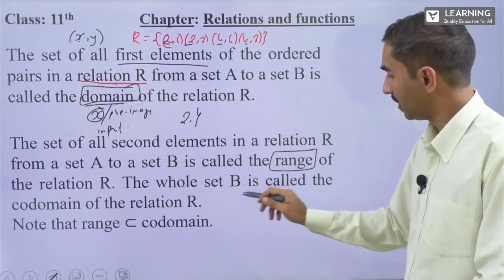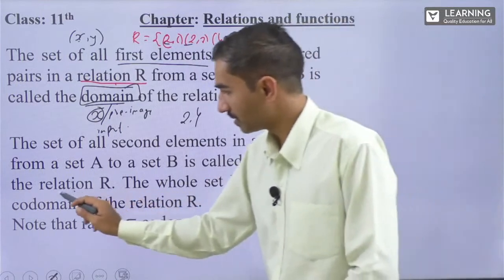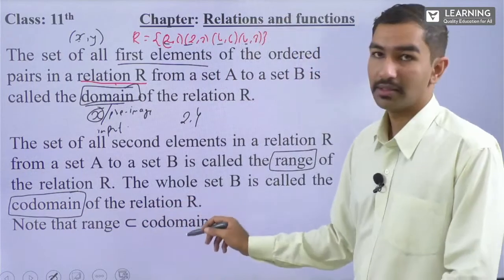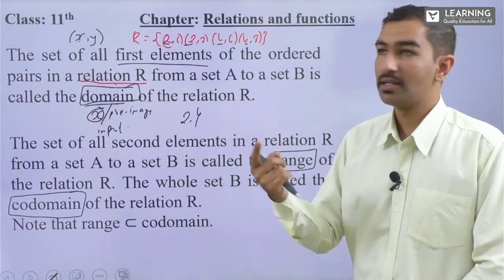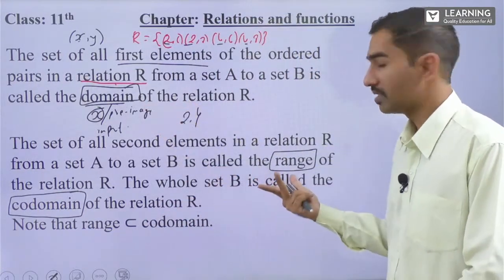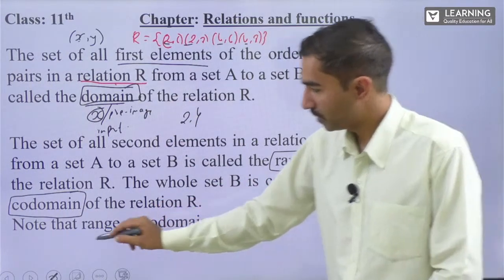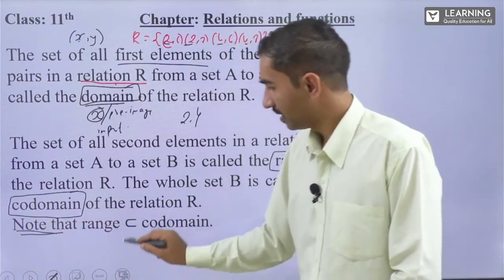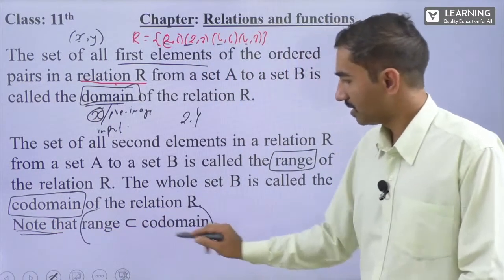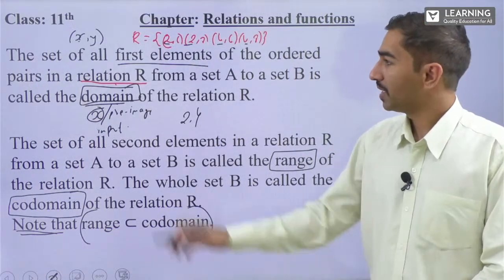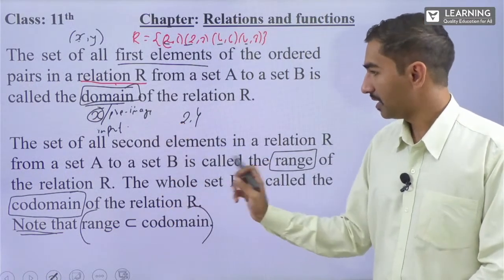The whole set B is called the codomain. So see this. This is called the codomain of the relation R. So three terms, students. One is domain, the second one is range, and the third one is codomain of the relation R. So there is one note here. Note that range is a proper subset of codomain. Okay, so we got three words here: domain, range, and codomain.